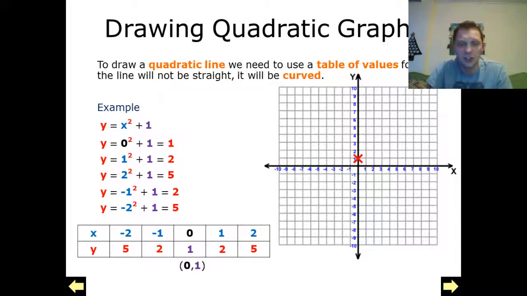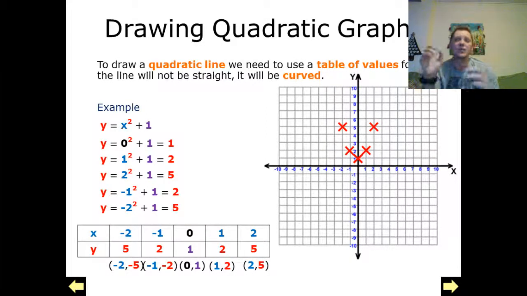Now to plot these points, we've got 0, 1, so 0 on our x, 1 on our y-axis. We've got 1, 2, so 1 on our x-axis, 2 on our y-axis, and then so on and so forth for the others. Once our points are plotted, normally use a little X to plot these. Once they are plotted on the graph, we are then going to join these with a curved line.